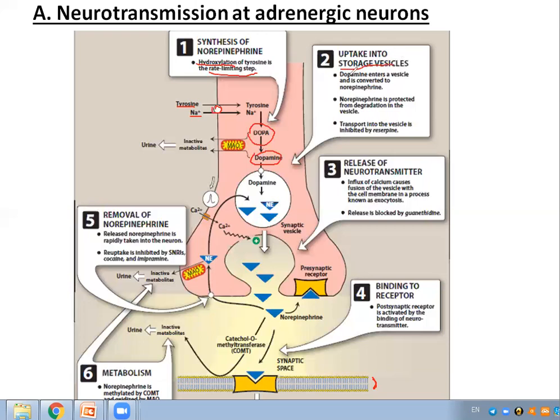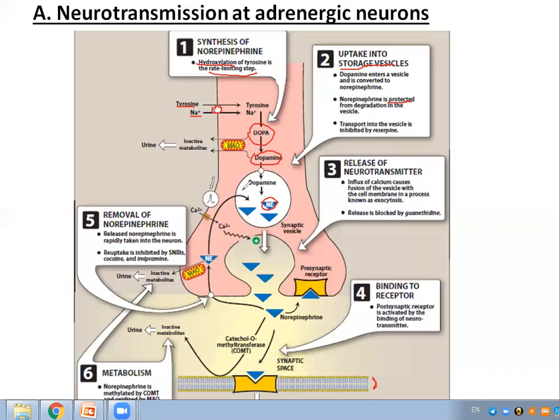So the dopamine enters inside a vesicle, and then it will be converted into norepinephrine. So then the norepinephrine is formed inside the vesicle. Why inside the vesicle? Because norepinephrine is a molecule that is less stable than dopamine. So that's why it should be protected from being degraded inside the vesicle.